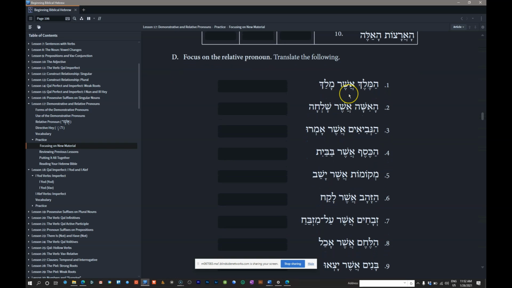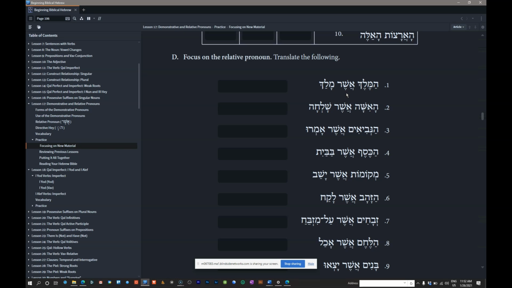Now, the good news is there's really only one primary relative pronoun in Hebrew. You only really have to memorize one form. Now, technically, there's another one that gets used, but this is the primary relative pronoun, and it only has one form.